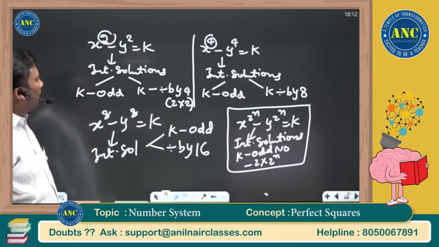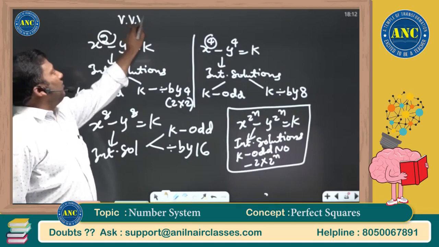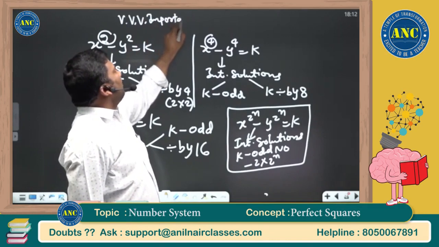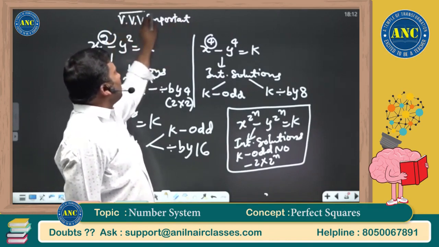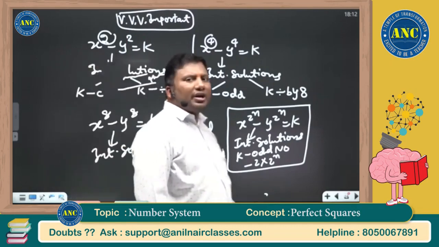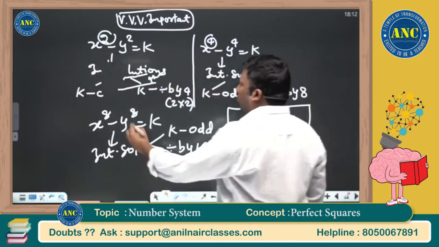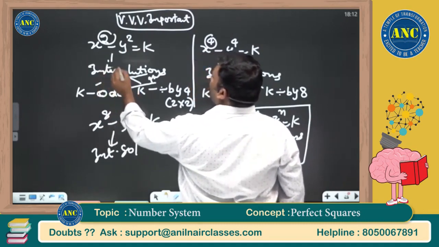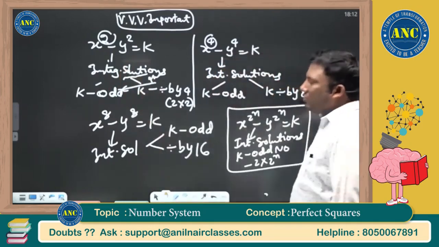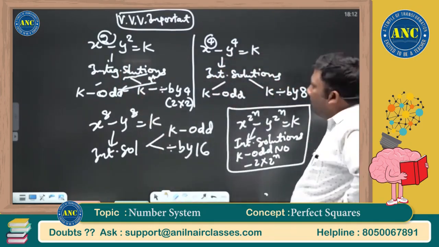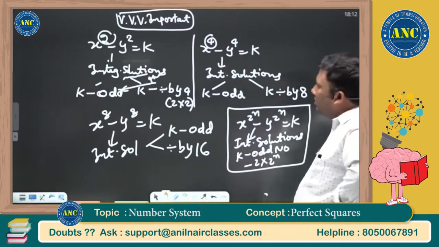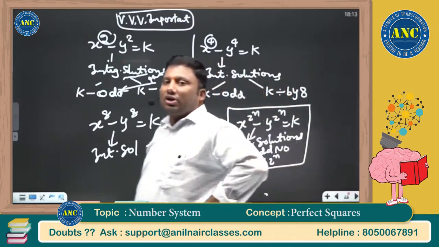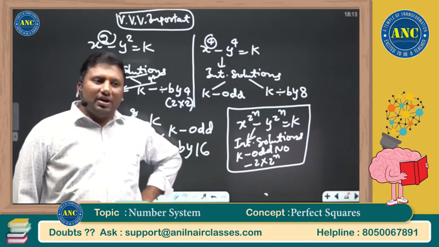Very, very important information, based on the models that we discussed. Please take a screenshot of it. We did this question, and from this question we developed a theme and concluded for all the questions: x square minus y square equivalent to k has integral solutions when k is an odd number or k is divisible by 4. Kindly take a screenshot of this. Very, very important.